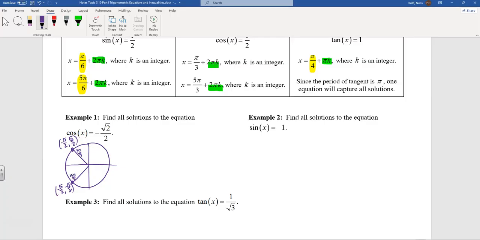Since they're asking for all solutions, they don't restrict the domain, what you're going to do is say x equals 3 pi over 4, give the angle where this happens, plus 2 pi times k. And we can do that with the other as well: 5 pi over 4 plus 2 pi times k. And we need to say where k is an integer. So basically we're saying here's the 2 answers we know, plus you can spin around the circle and give coterminal angles for that.